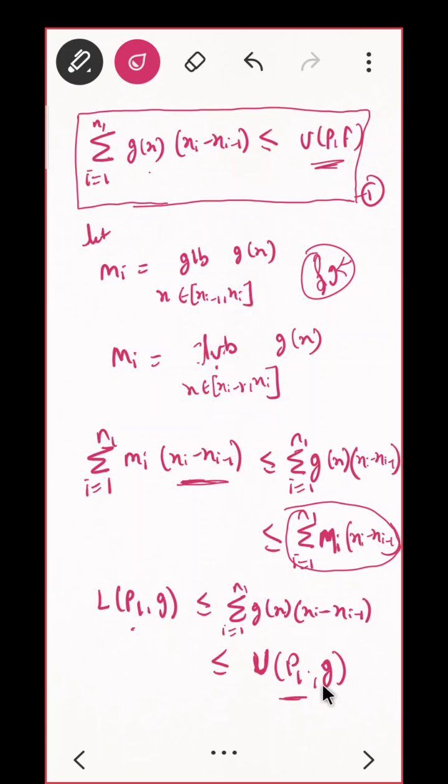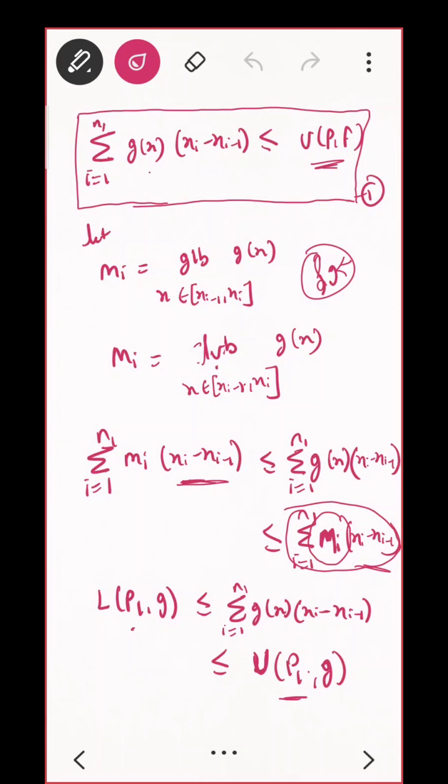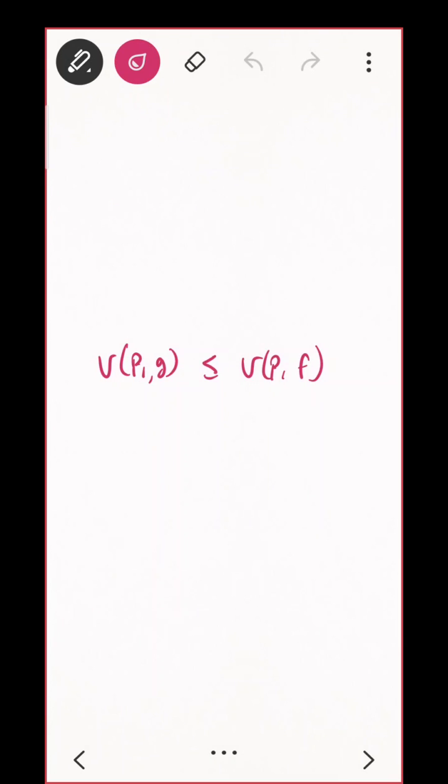What is UP1g? Over P1 means over this interval, and this is Mi. You just need to tell me the relation between this Mi and capital Mij. Because if you say this is true, then we are done actually. Why are we done? If we say this is true, then the thing is only this part. If you do that, then similarly we can say it for LPg.